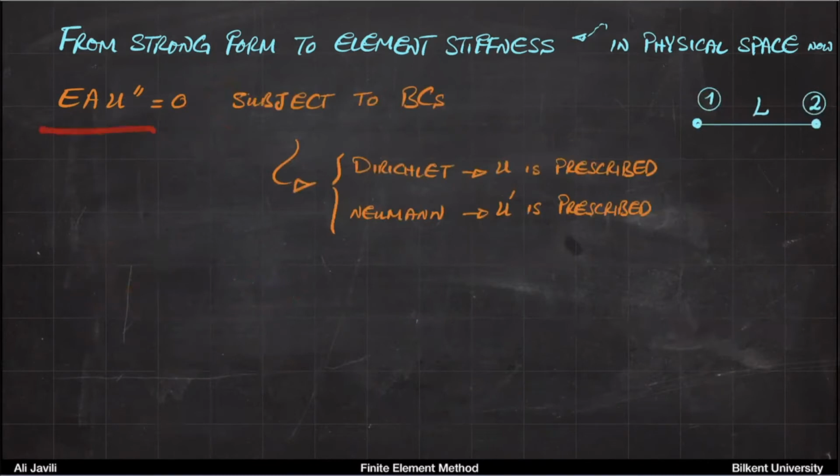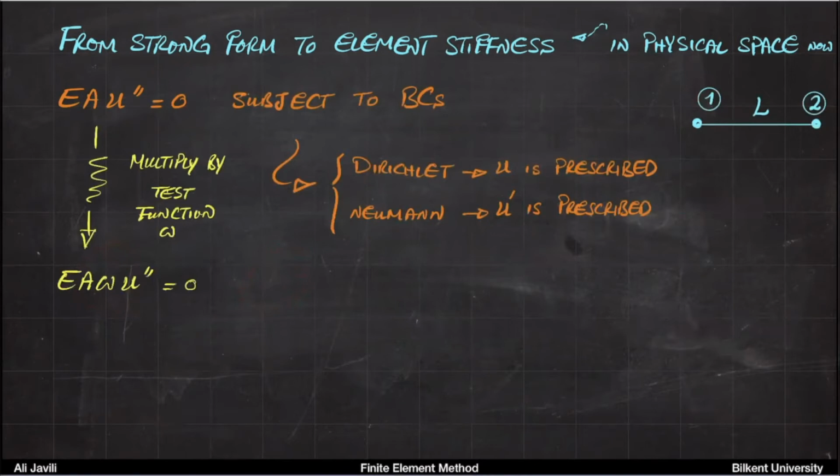So this would be now your differential equation, and it is subject to boundary conditions. The boundary conditions are either Dirichlet type, meaning that the displacement is prescribed, or they are Neumann type, meaning that the derivative of the displacement is prescribed. What you do next is to multiply that by the test function W. So you get this.